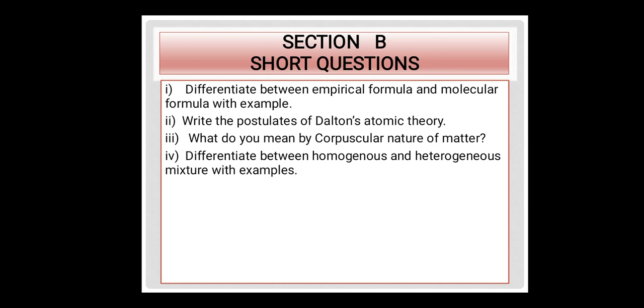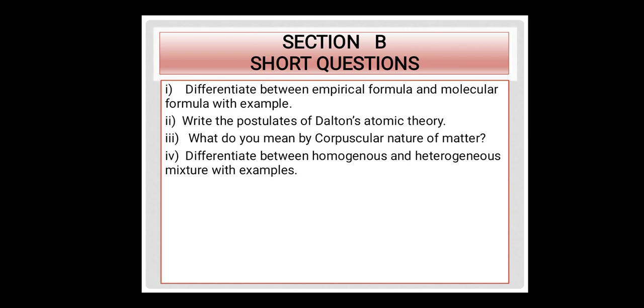The next and last question of this section is: differentiate between homogeneous and heterogeneous mixture with example. A homogeneous mixture is such a type of mixture that exists in a single phase or in one form and has a uniform composition. For example, sugar dissolved in water. When we dissolve sugar in water, we cannot differentiate sugar and water into two different components or layers. Such a type of mixture is known as a homogeneous mixture because it looks like one phase and has a uniform composition.